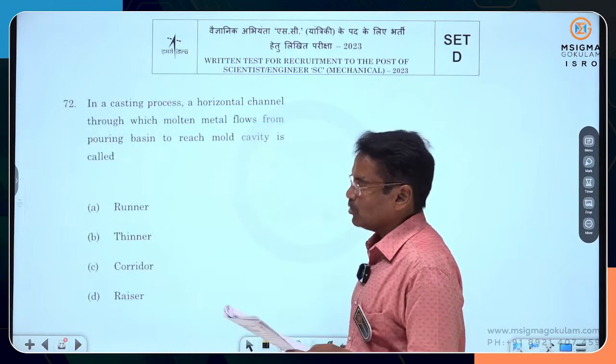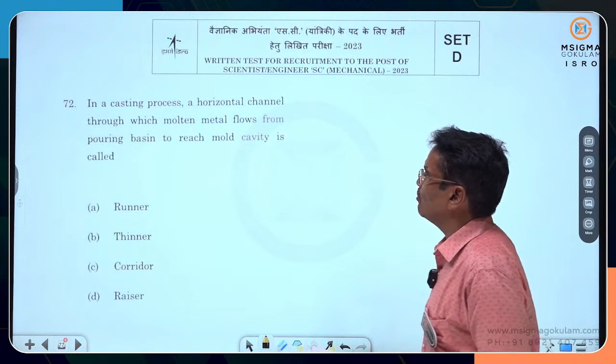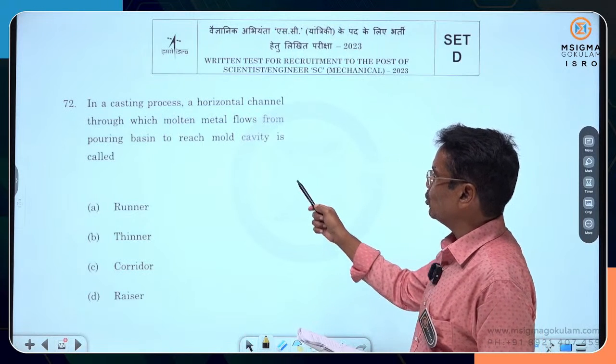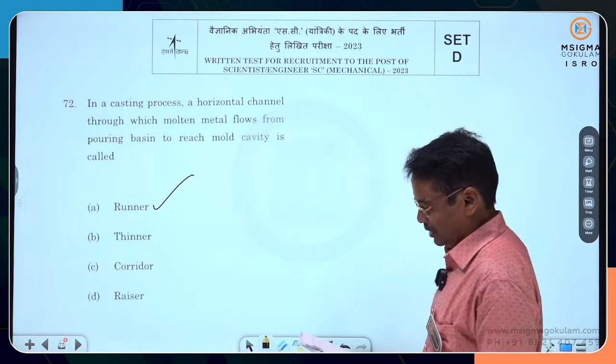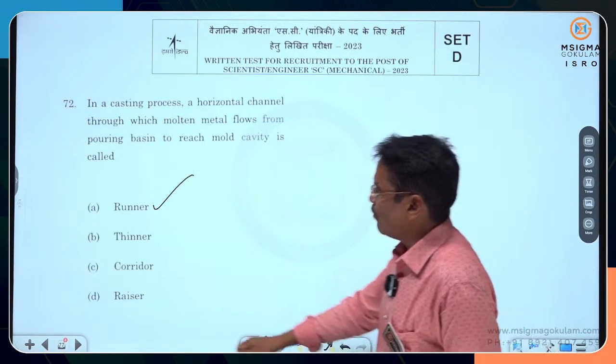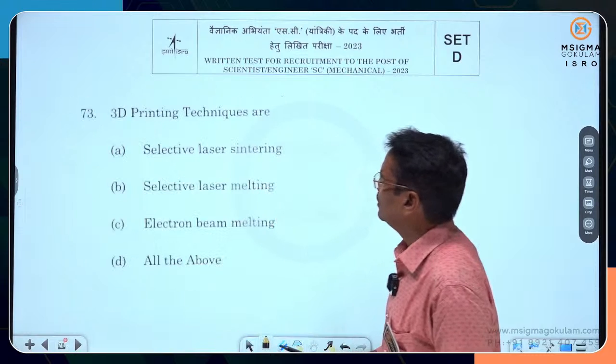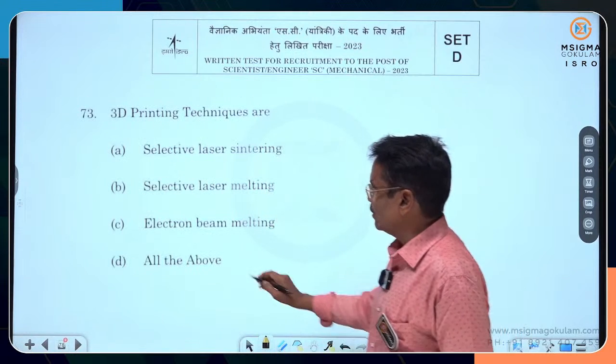In a casting process, a horizontal channel through which the molten metal flows from the pouring basin to reach the mold cavity is called a runner. See, some questions are very, very direct and very simple. 3D printing techniques, all the above.